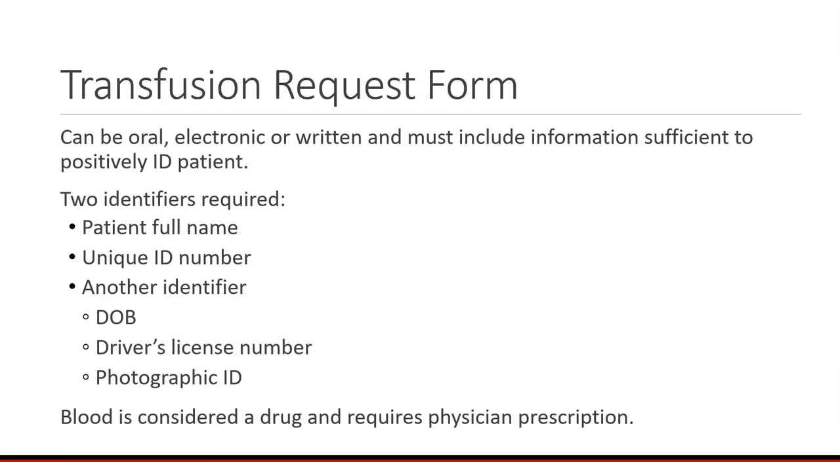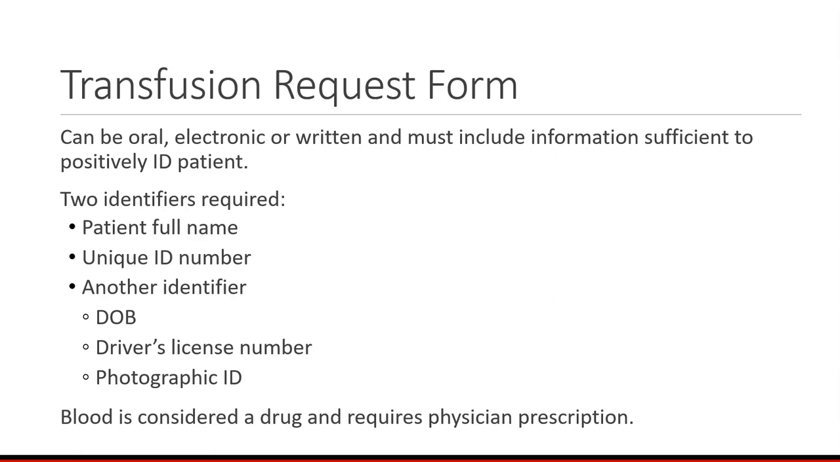The transfusion request form can be either oral, electronic, or written, and must include information sufficient to positively identify the patient. You say, oral? What do you mean oral? Well, I get a call from the OR. They give me the patient's name, their ID number, and they order the blood. Now, it's followed up by a written order that's put in the computer. But yes, if they call me from the OR and say, I need 2 more units on this patient, I'm going to cross-match 2 more.